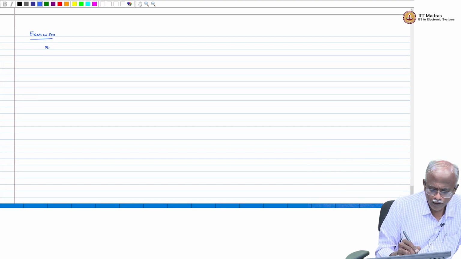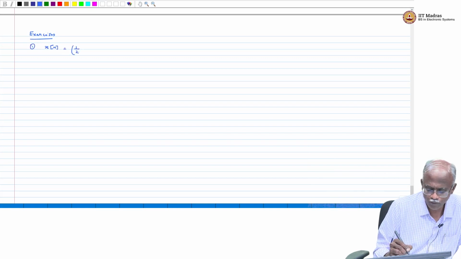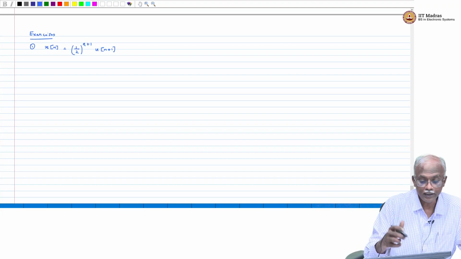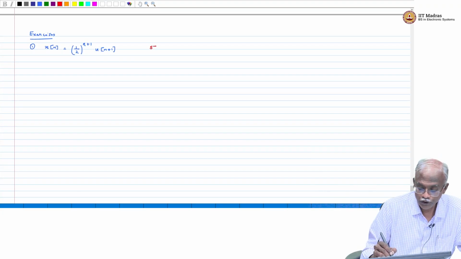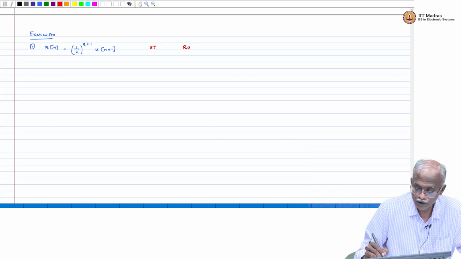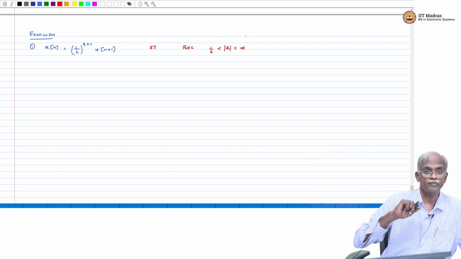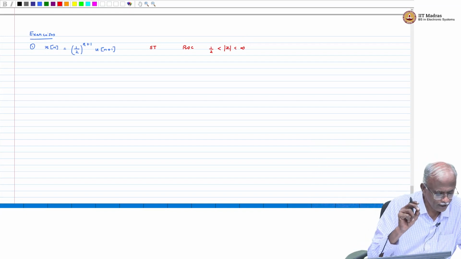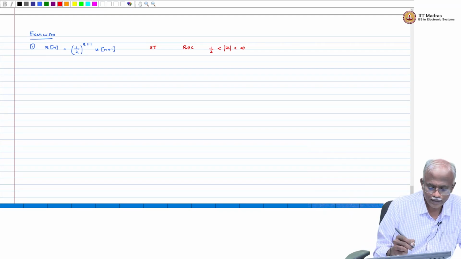Given x of n, first one, x of n is equal to (1/2) raised to the power n plus 1, u of n plus 1. Very important, this is a shift in the sequence. I want you to show that the ROC is mod z greater than 1/2, but z equal to infinity will get excluded. Please look at it carefully and show that this is indeed the case.